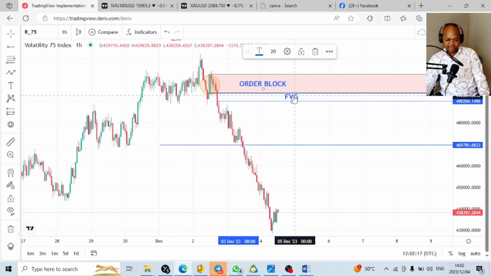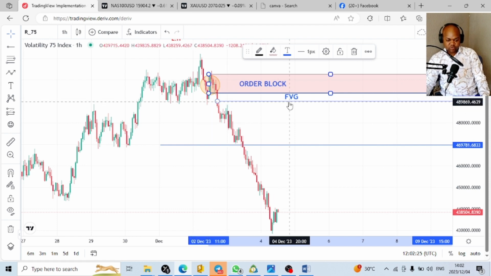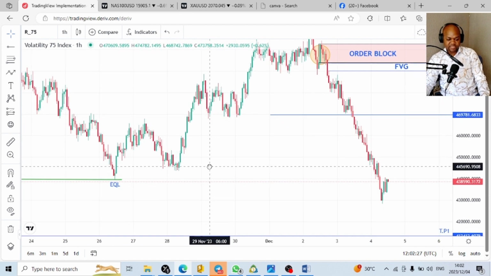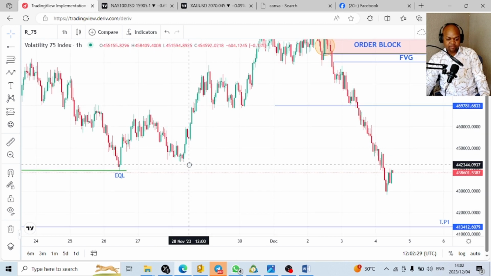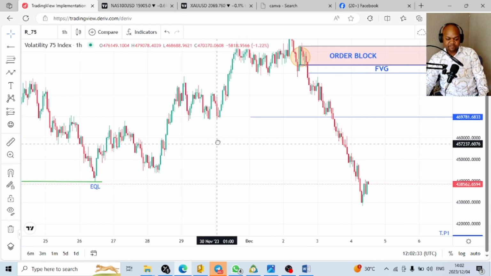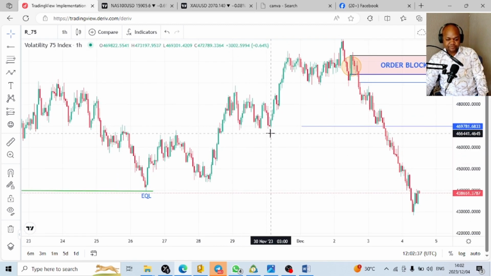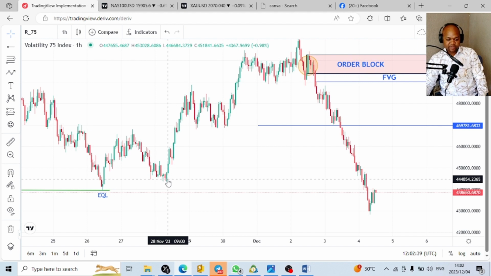Okay, so the fair value gap that is here is just validating that this one is a valid order block. Why? Because one, there is a fair value gap close to it, and there is also a break of structure. We see price has been able to break the structure and come downward. So we have a break of structure. When price closed below this level, we had a break of structure here.